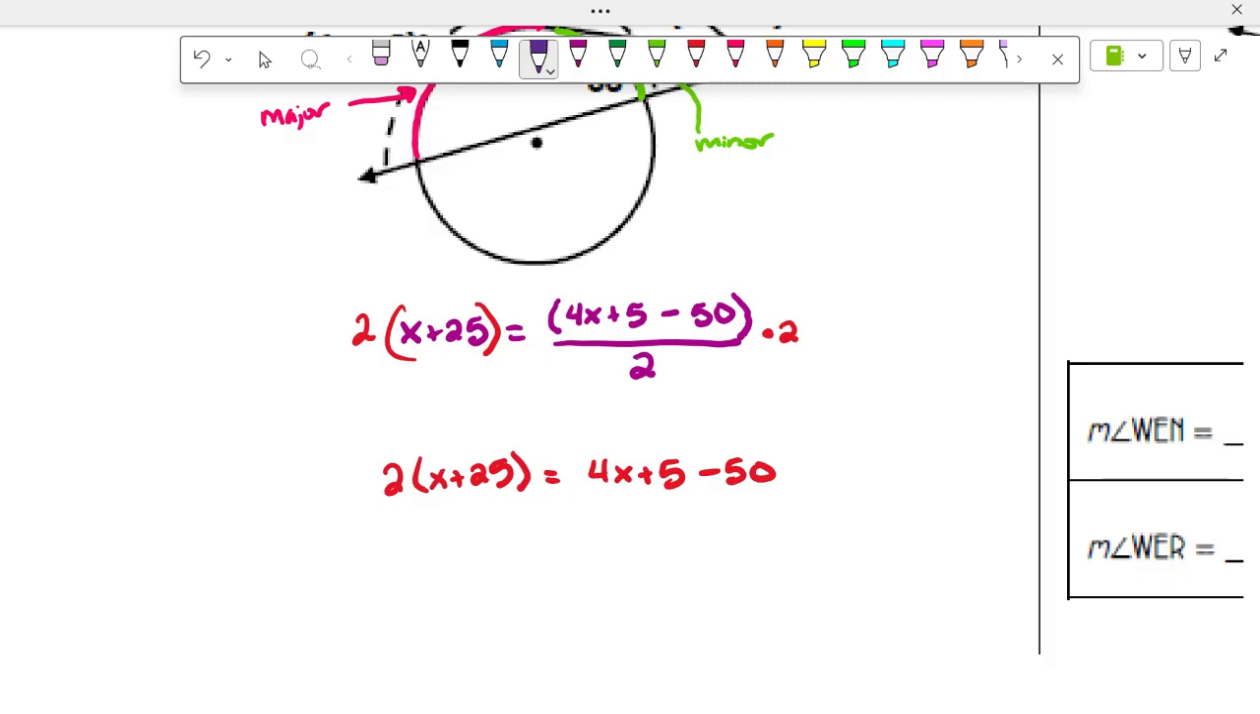All right? So I'm going to distribute on this side and combine like terms on the other side. So this will be 2x plus 50 is equal to 4x minus 45. What do I do next?